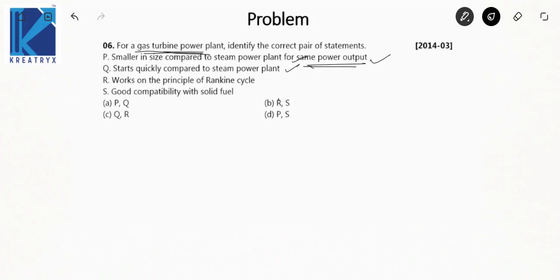Works on the principle of Rankine cycle. No, it works on the principle of Brayton cycle. And good compatibility with solid fuel. No, this is wrong. It uses any hydrocarbon fuel, from high octane gasoline to heavy diesel oil, so this statement is also wrong. So you get the answer as PQ, because you have to identify the correct pair of statements. Sometimes they also write that you identify the incorrect pair, and some students mark the correct pair of statements. Be careful.